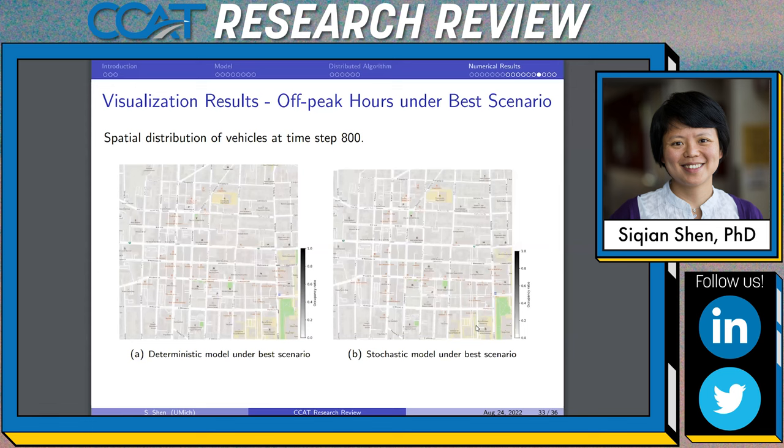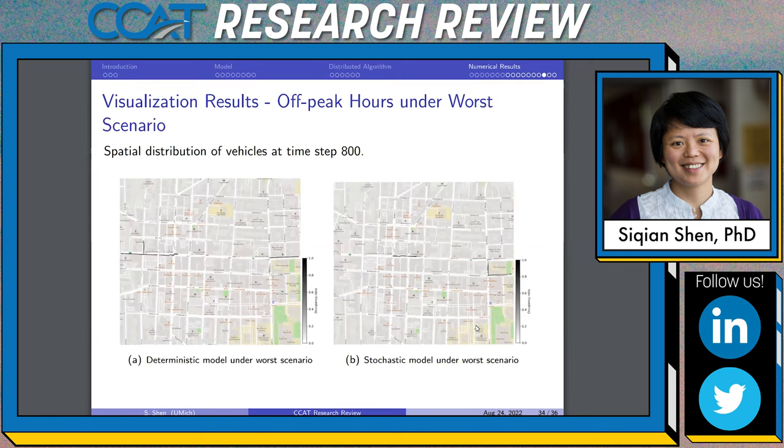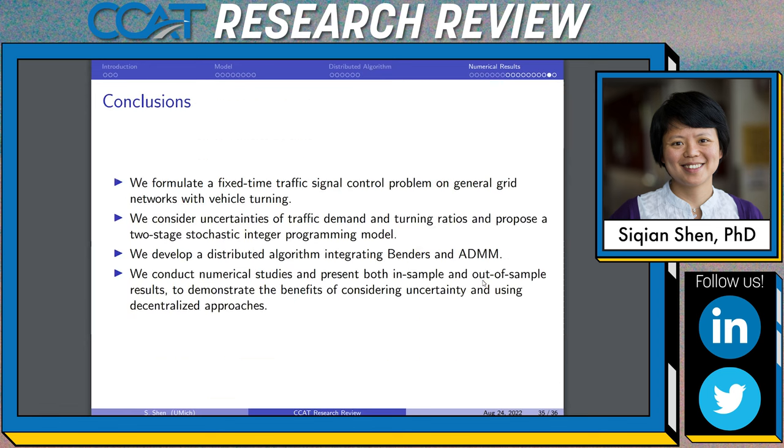And then off-peak hours, you see that in the best scenario there is almost no congestion with either approach. Under the worst case scenario off-peak, there are some congestions here for the deterministic approach, and a little bit of congestion here and here for the stochastic approach.